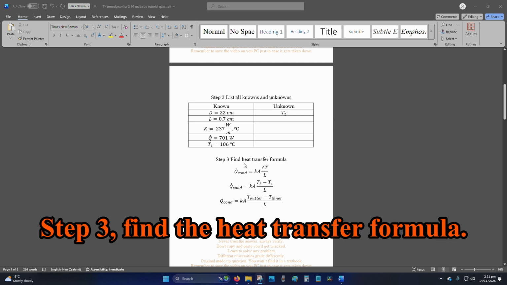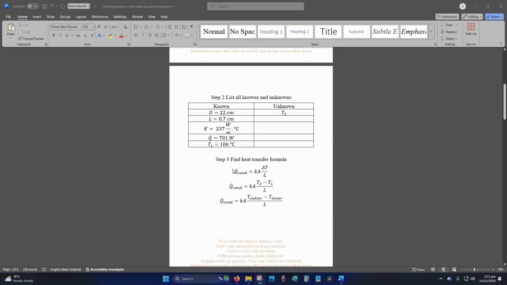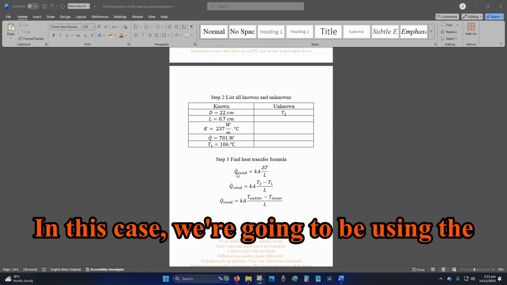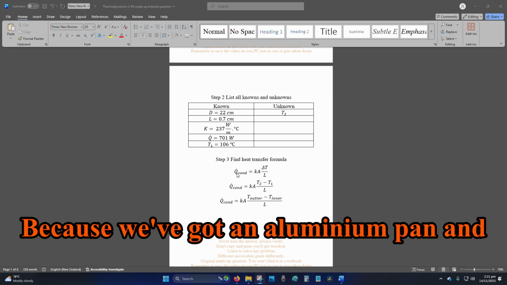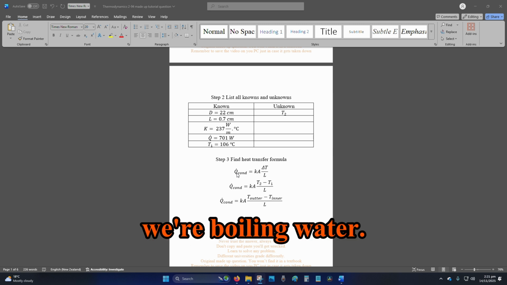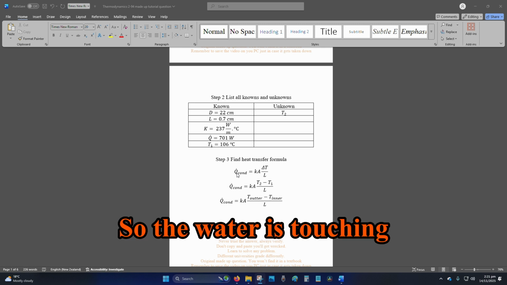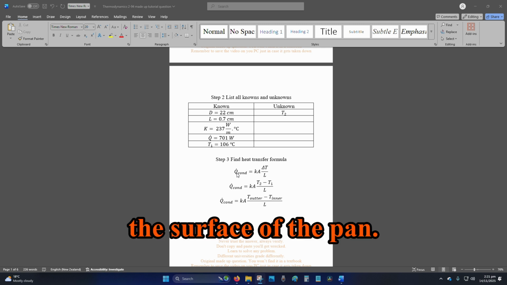So step 3, find the heat transfer formula. So in this case, we're going to be using the heat transfer of conduction, because we've got an aluminium pan and we're boiling water, so the water is touching the surface of the pan.